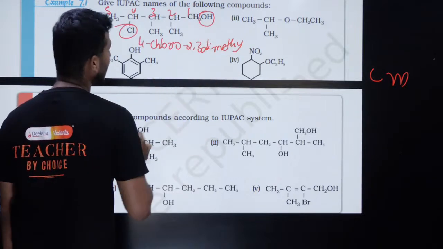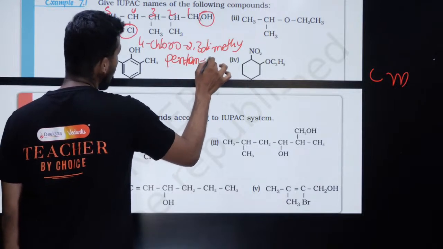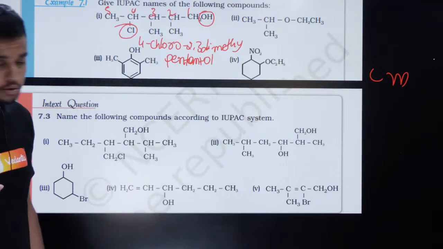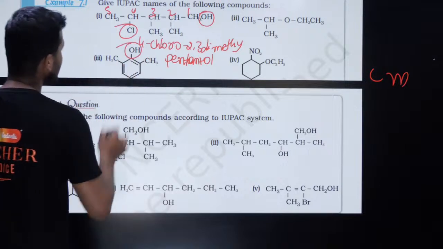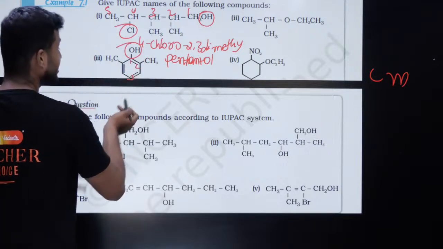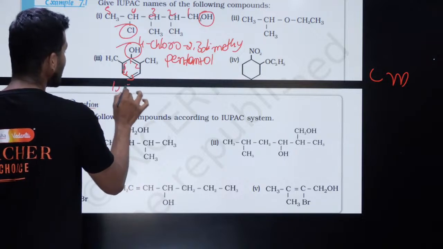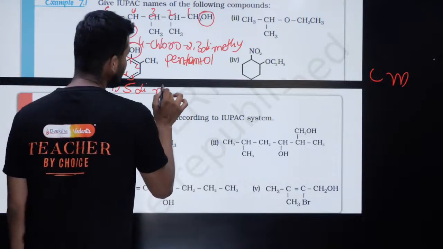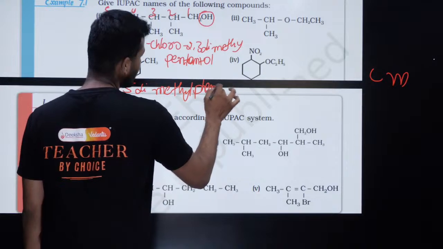Totally 5 carbon atoms are there: pentanol, pentan-1-ol. You need to mention that 1 also. Then for the second one, an OH group is there. The numbering is taken from either side, both are the same. The compound name becomes 1,5-dimethyl phenol. Very simple.